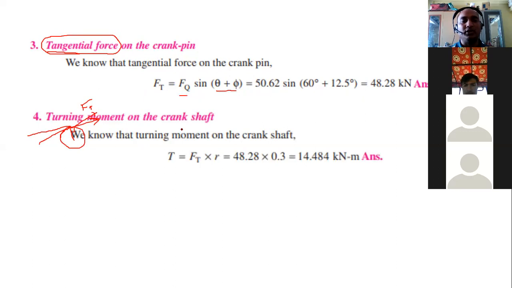Next, turning moment on the crankshaft. Moment. So when this moment word will come, it means Newton meter, force into distance. So force into distance means what? FT into R. T equal to FT into R. Okay. So now FT we have found over here, 48.28 kilonewton, and R is here. So we'll get the T in terms of kilonewton meter.